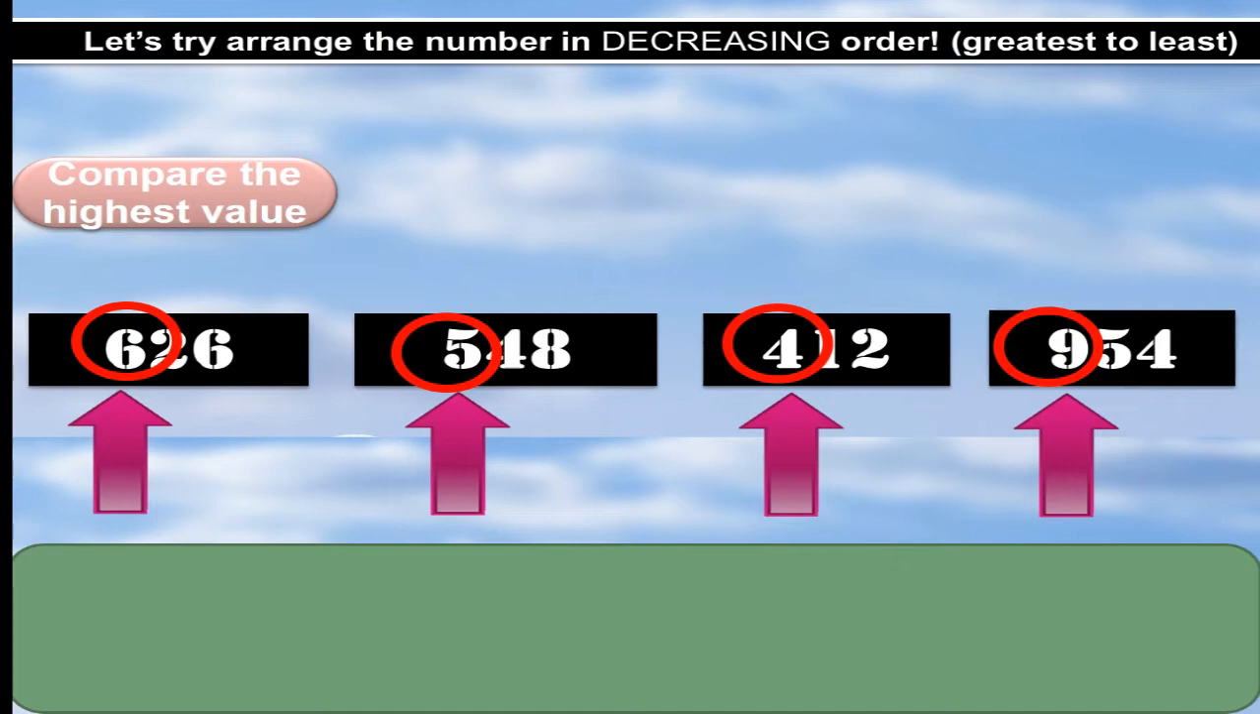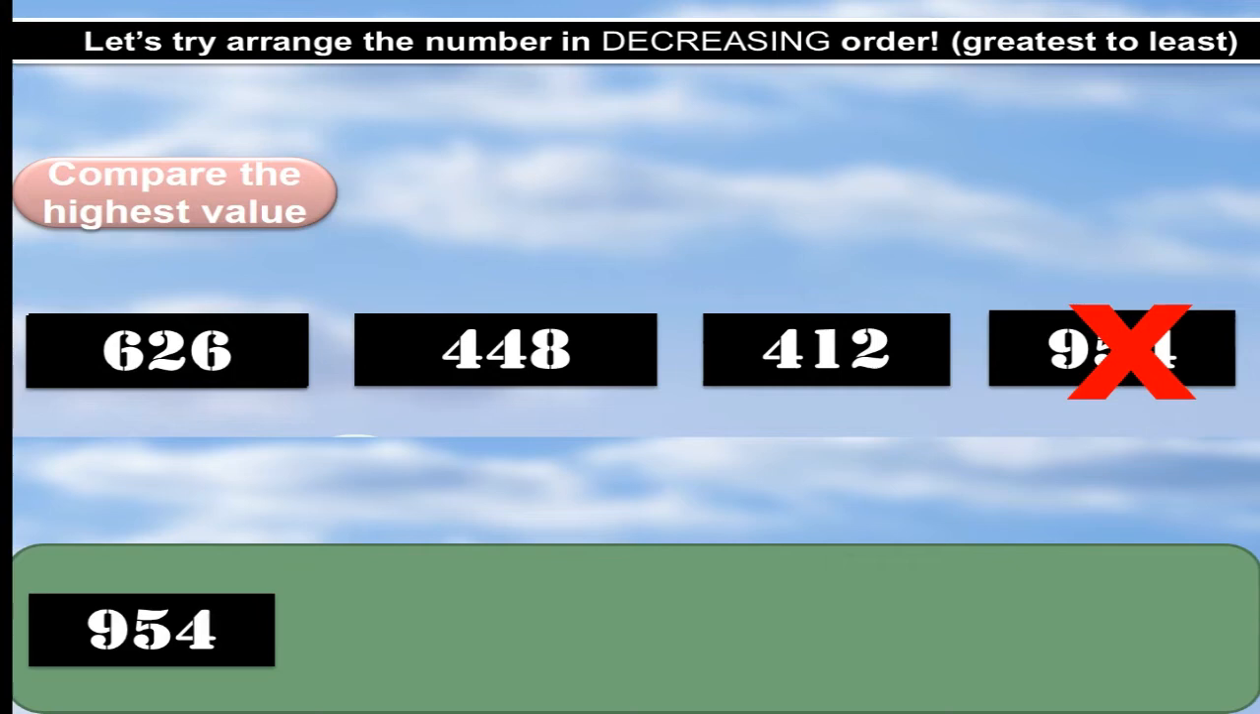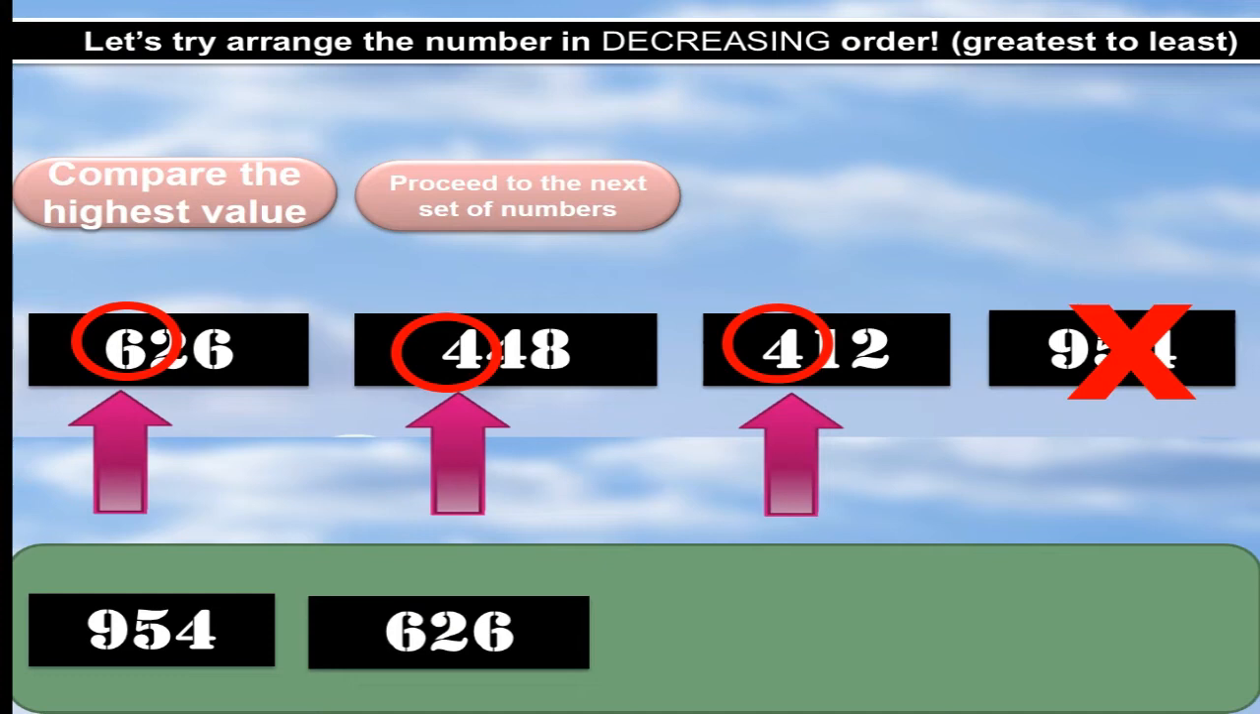Therefore, 954 is the next number. Let's cross that out. Proceed to the next sets of numbers. So we will compare again 6, 4, and 4. 6 is greater than 4. So the next number is 626. Let's cross that out.